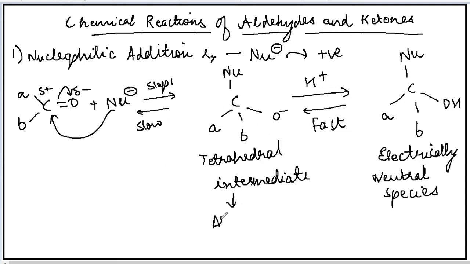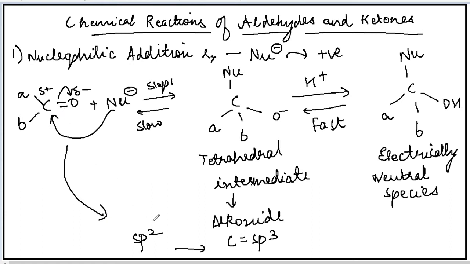This tetrahedral intermediate is an alkoxide, and in this alkoxide the carbon hybridization changes from sp2 to sp3. Here you can see that the hybridization of the carbon in the carbonyl group is sp2, but now that has changed to sp3. This alkoxide will undergo reaction further by taking the proton from the reaction medium, forming the electrically neutral species. So this is the mechanism of the nucleophilic addition reaction.